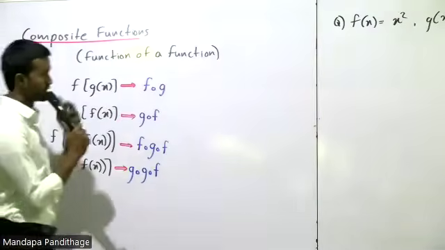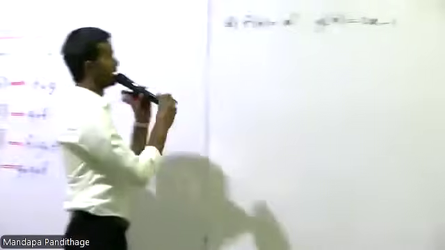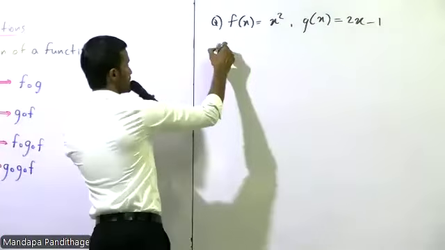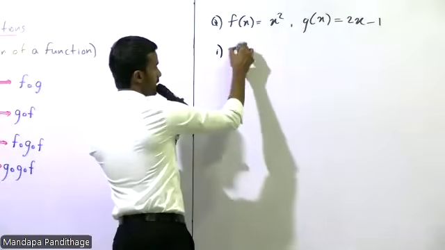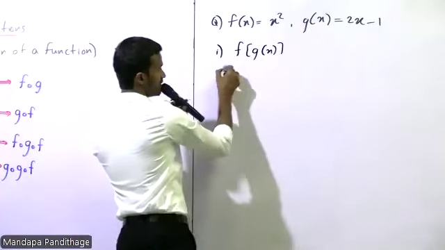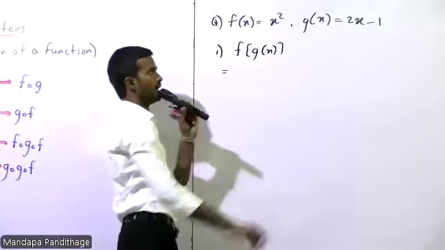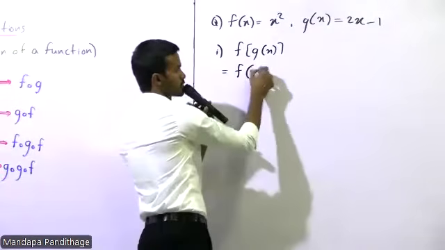Okay, so I'll explain with an example. Now look at this. We have f of x is equal to x squared and g of x is equal to 2x minus 1. So if I ask you to find f of g of x, what is f of g of x? So this is what we have to do. First write what is g of x. Okay, g of x is 2x minus 1.